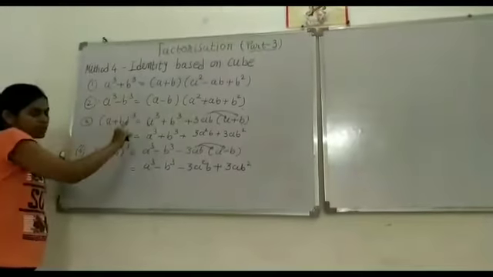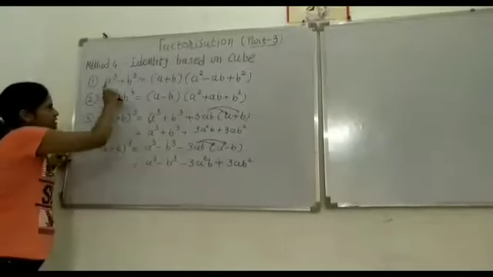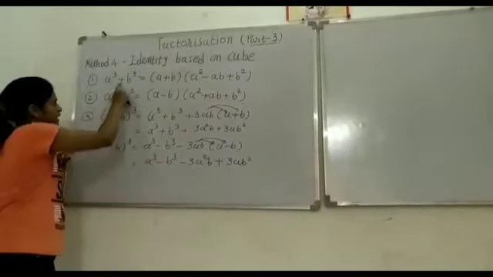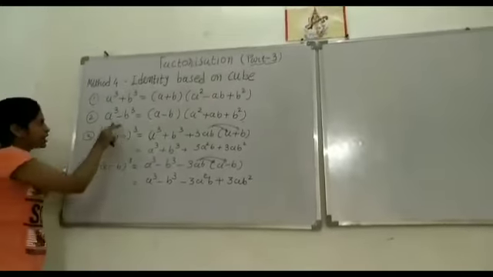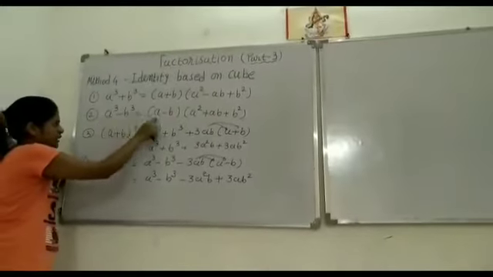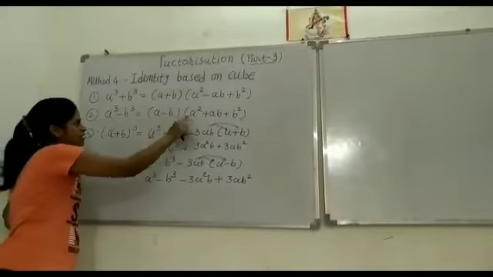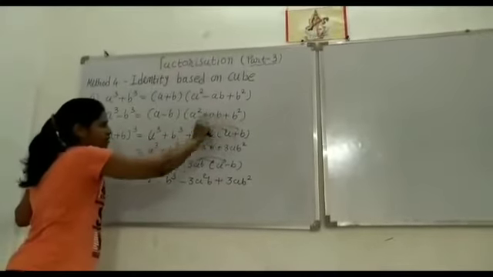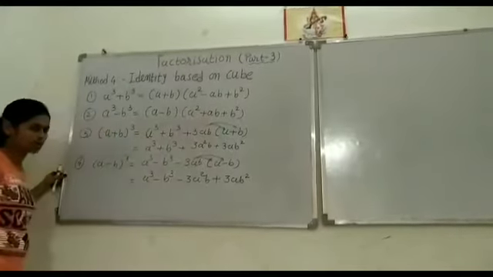A cube plus b cube is equal to: in the first bracket, in between plus; in the second bracket, write a square and b square. Then, since here is plus, you have to write minus, the product of the given two terms. Now for minus, in the first bracket you write a minus b, then the square of the first and the square of the second, both with a positive sign, and in between write plus the product ab.